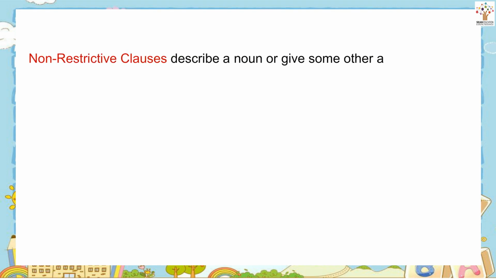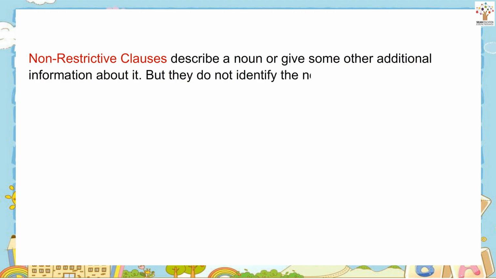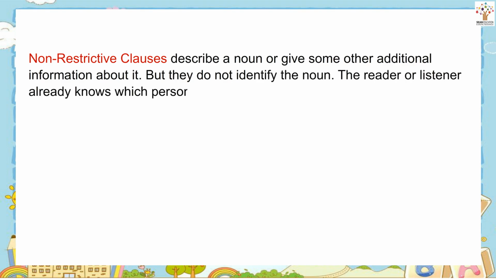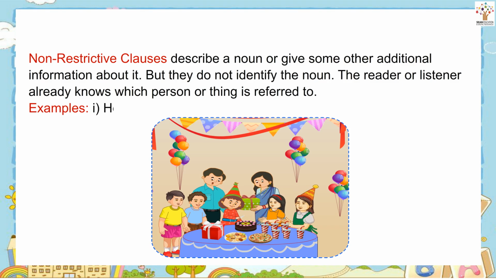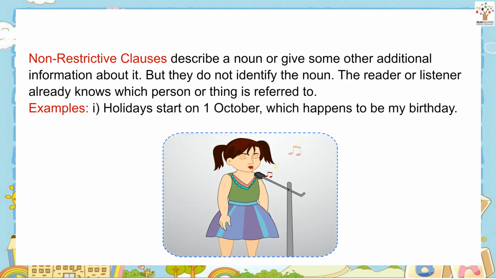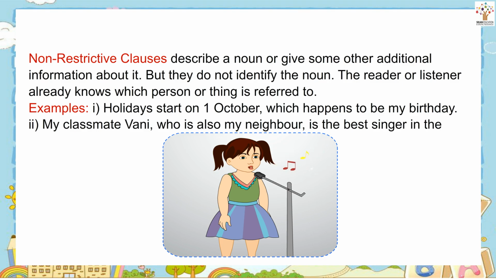Non-restrictive clauses describe a noun or give some other additional information about it, but they do not identify the noun. The reader or listener already knows which person or thing is referred to. Examples: Holidays start on 1 October, which happens to be my birthday. My classmate Vani, who is also my neighbor, is the best singer in the school.